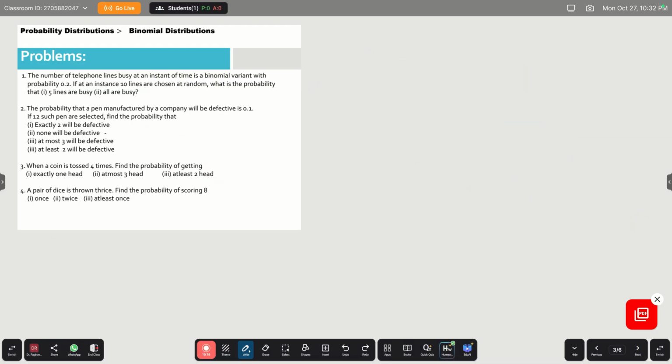So hope you understood the application of binomial distribution, and you can have practice with different examples. I have written some of them.